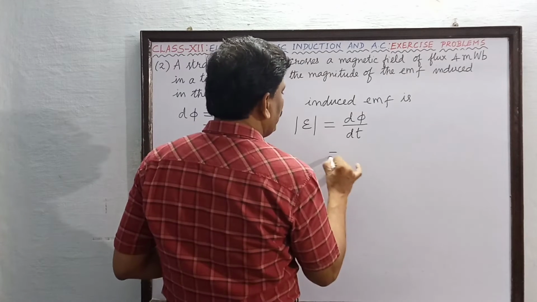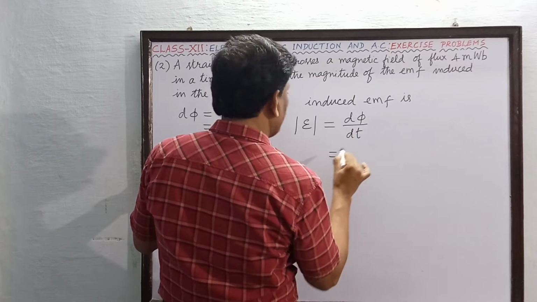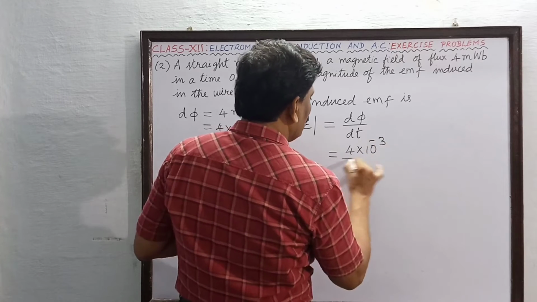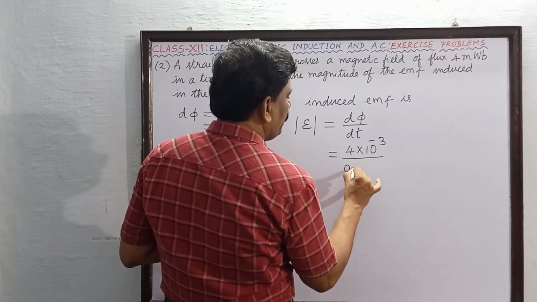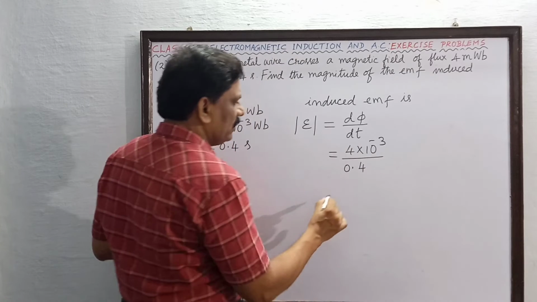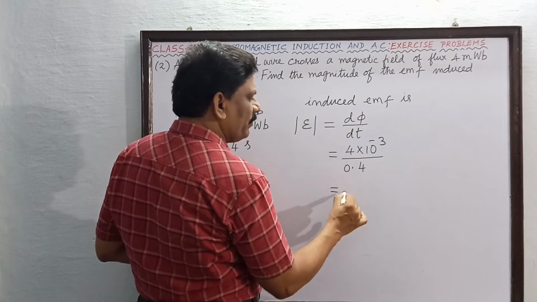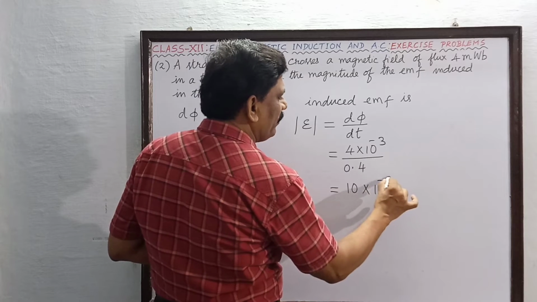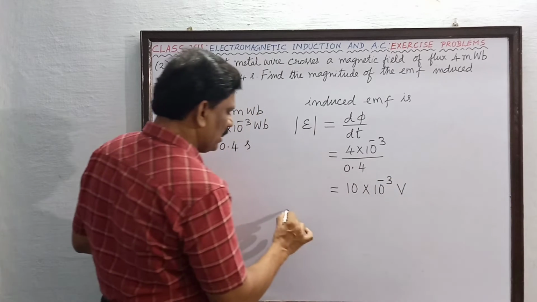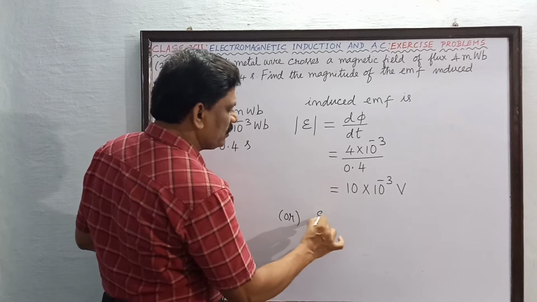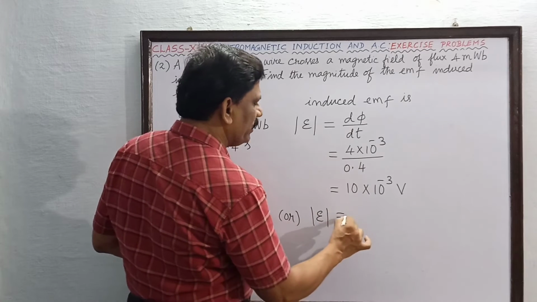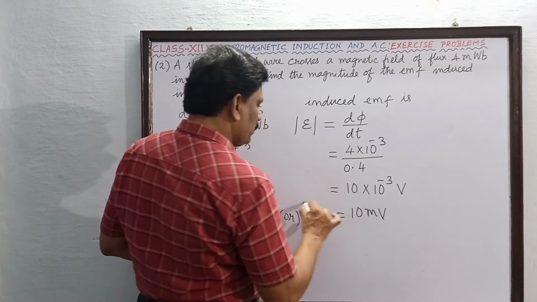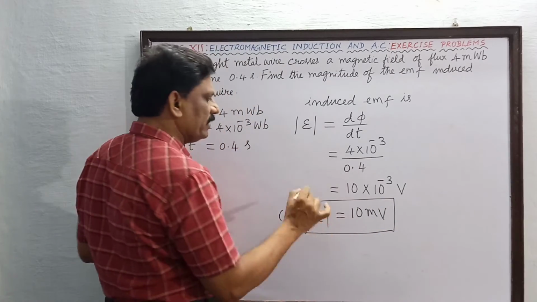So this is now equal to d phi, 4 into 10 to the power of minus 3 Weber, divided by 0.4 second. So 4 divided by 0.4 is 10, and this is 10 into 10 power minus 3 volt, or the induced EMF's magnitude is now equal to 10 millivolt. 10 millivolt is the answer.